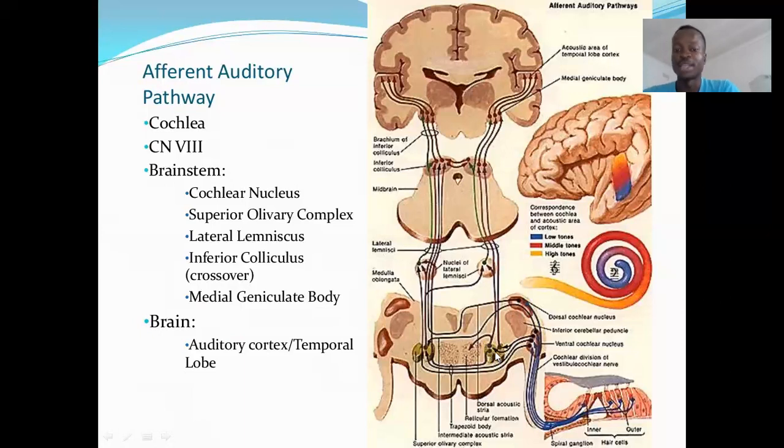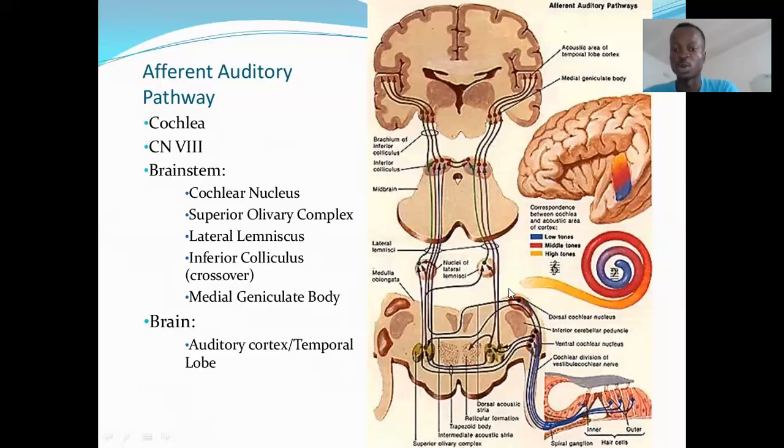But from this point, the fibers that come from the superior olivary nuclei of both sides can either synapse at the nuclei of the lateral lemniscus, or they can bypass that nucleus and form part of this lateral lemniscus, right? Which is just a flattened band of tract fibers that are now moving all the way up to the inferior colliculi in the region of the midbrain, which is this portion here.